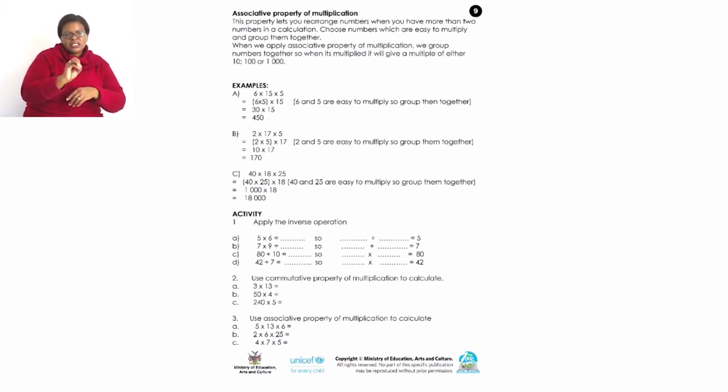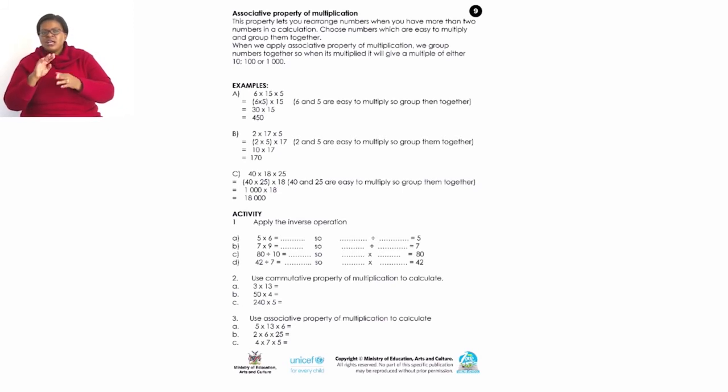C, 80 divided by 10. What will be the answer? And the inverse operation is multiplication, whereby we will get 80. D, 42 divided by 7. What will be the answer? With the inverse operation, the answer will then be 42. Boys and girls, work it out.